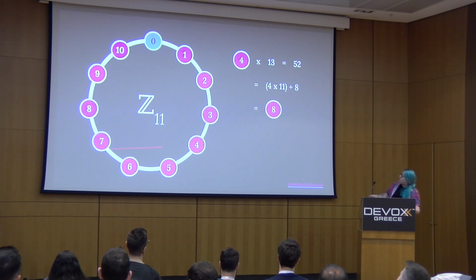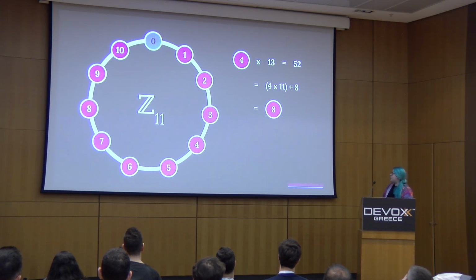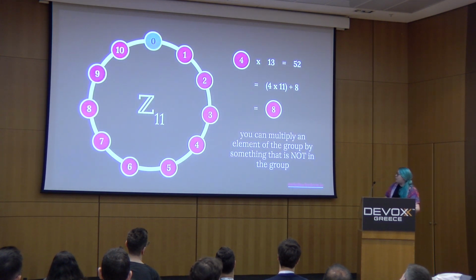We'd get 8 because that's what happens when you do 52 mod 11, right? But what we've done here is we've said, okay, I've got a number that's in this system and I've multiplied it by something that isn't in this system, but I've still got back to something that is. And this is something you can do when you're looking at groups. Essentially, you can say, okay, I'm going to combine something with itself lots and lots of times, and we're going to call that multiplication. So you can multiply an element of the group by something that's not in this group.